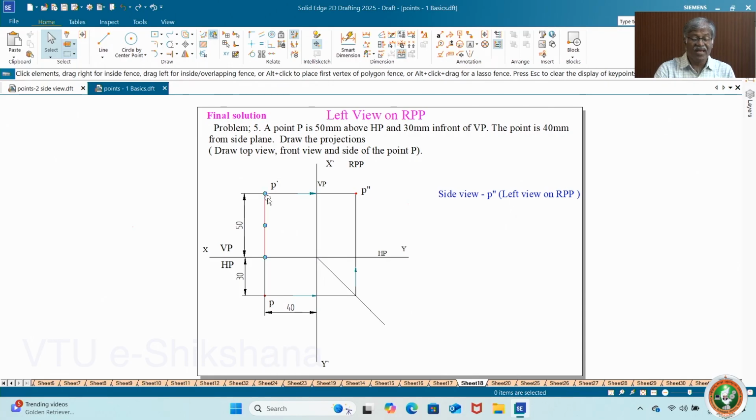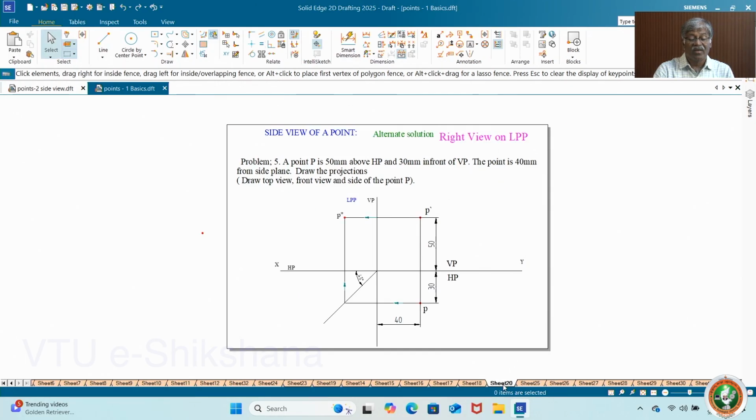Again I will repeat, P dash is the front view, P is the top view, and P double dash is the side view. This is actually the left view on RPP. Okay. So this is about getting the side view of a point. So let me discuss the same thing in an alternate way. Instead of RPP, I want LPP to be considered. That becomes the right view on LPP. Look from the other side, that is the right side. You will get the projection on LPP, and as usual you have to draw top and front views.